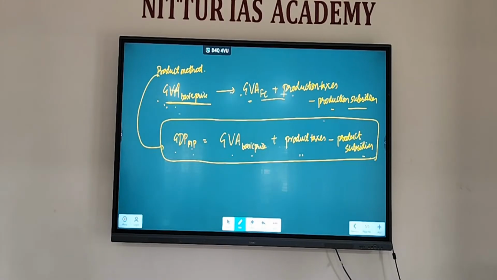So write down a line regarding the product method. The product method is also referred to as the value addition method, and it estimates the economic output and deducts the cost of intermediate goods that are consumed in this process.